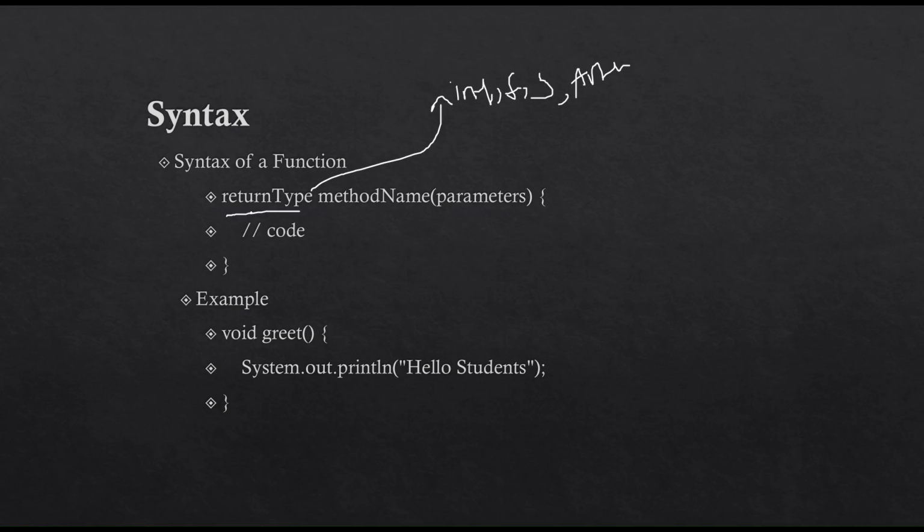Okay, this is called your return type, meaning which kind of value you want to return after performing some task. You just have to mention here that you want to return an int type value or a float type value. You got it? Otherwise, wait, I will show the code and you will understand easily.